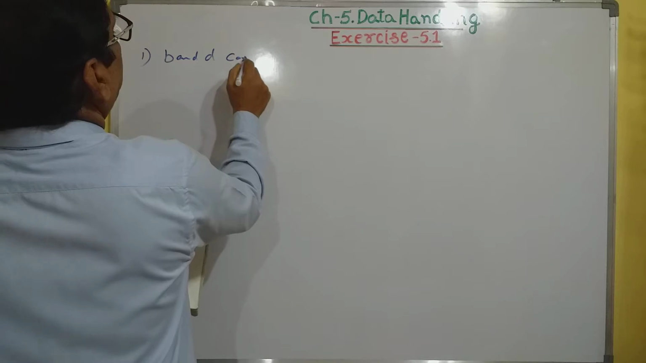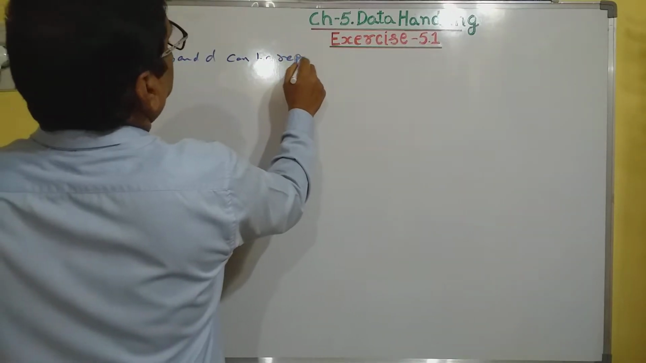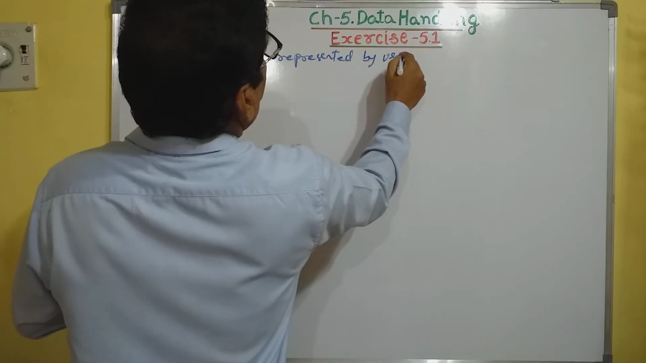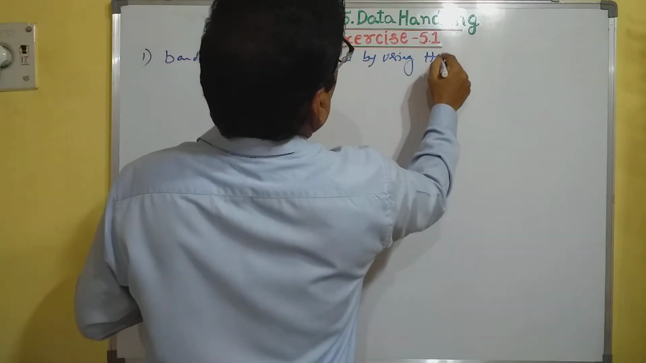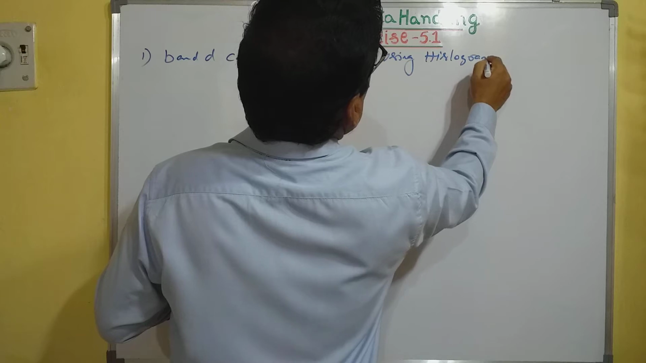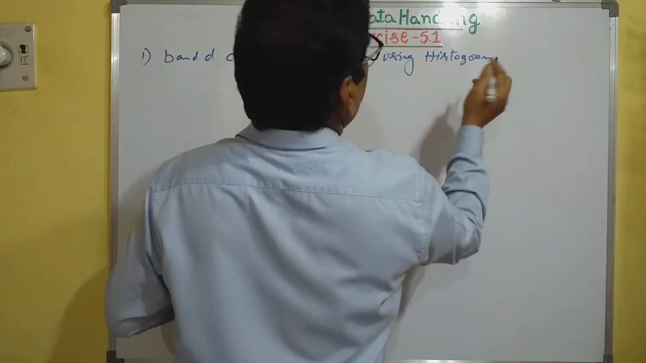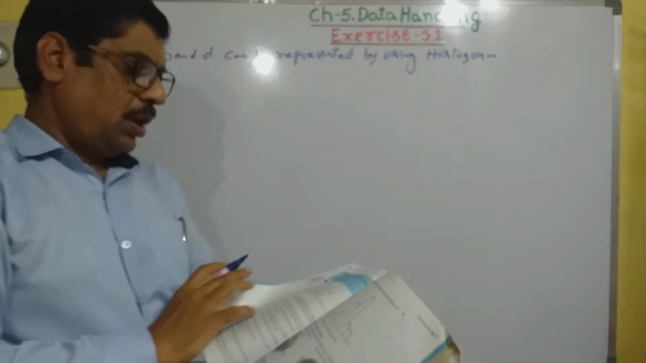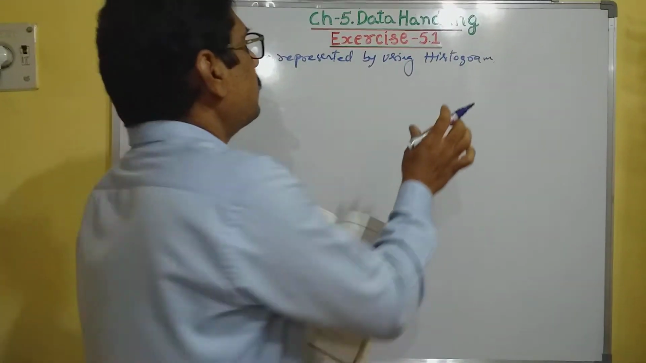Okay, B and D can be represented by using a histogram. Okay, this is the answer for the first question. Now, let us go with the second one.